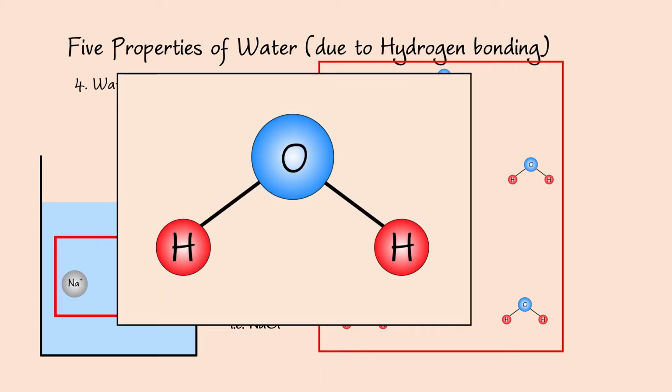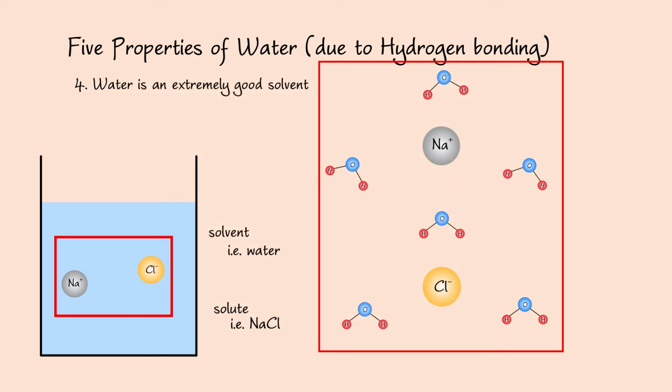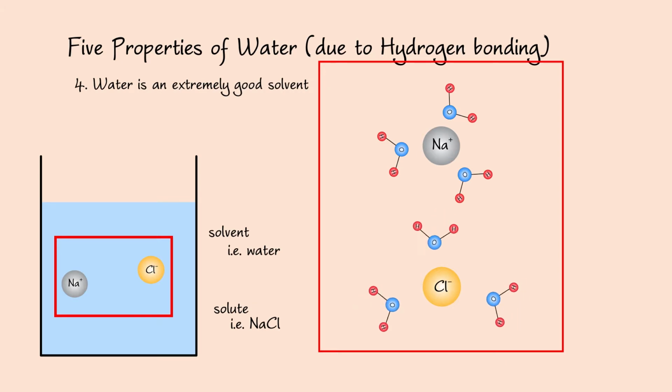Recall that the polar water molecule is partially positive at the hydrogen and partially negative at the oxygen. For this reason, water will position itself so that the oxygen interacts with the sodium ion and the hydrogen interacts with the chloride ion. This interaction between opposing charges allows the water to dissolve the sodium chloride.